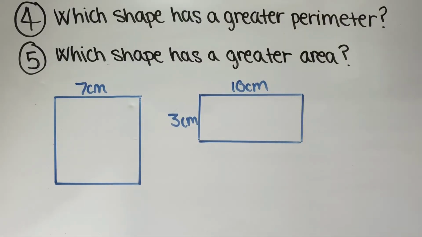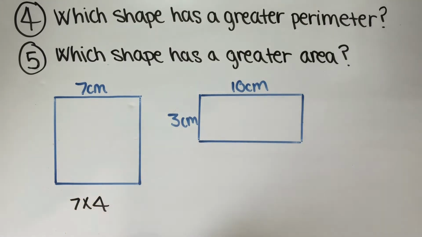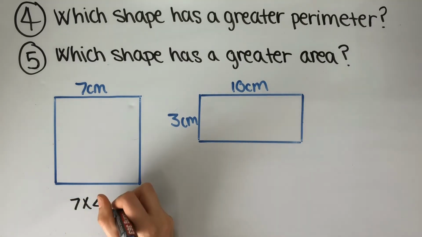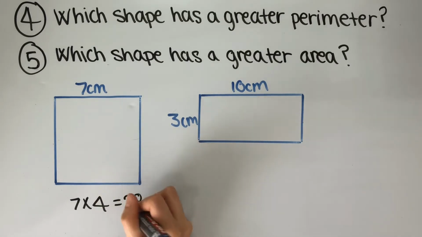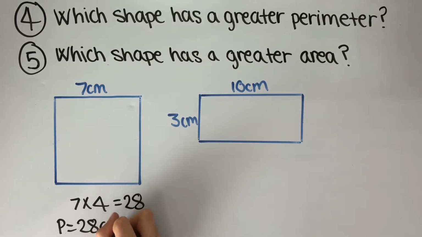Here we have two shapes and we have two questions for this one. Question 4. Which shape has a greater perimeter? We're going to start off by working out the perimeter for this shape. Because it's a square, all the sides equal the same length. So we're going to be doing 7 times by 4 to get our perimeter. 7 times by 4 is 28. So the perimeter for this shape is 28 centimetres.